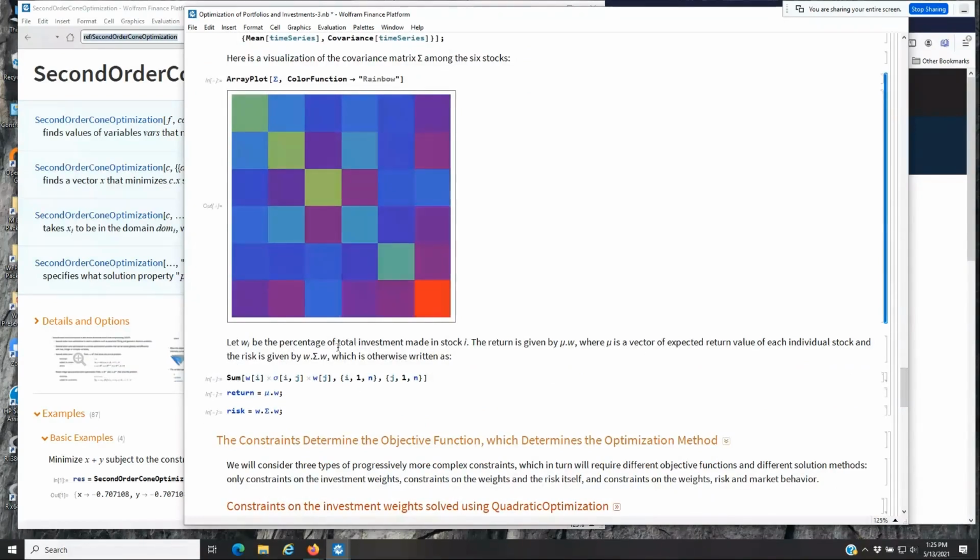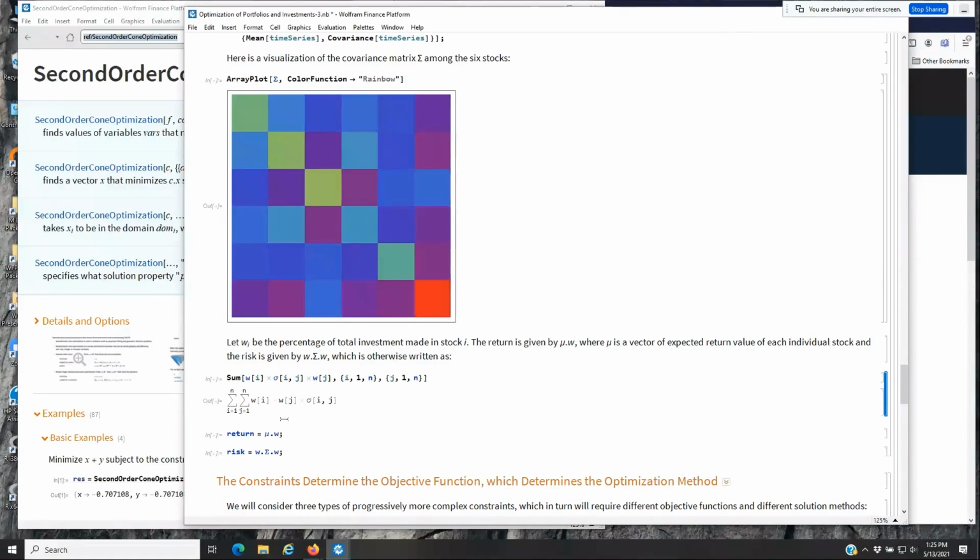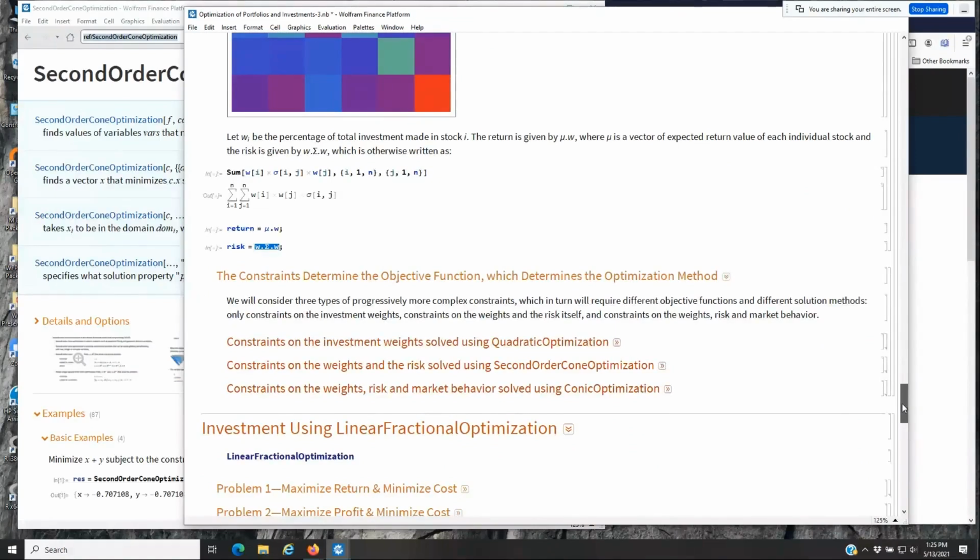So again, let Wi be the percentage of the total investment made in stock i. So the total return is mu dot w. And again, it's the same type of argument about the risk. The risk is a double inner product of your weights with the covariance, and this is the same as this double sum. So our return, which is what we want to maximize, and the risk, the double inner product, which is what we want to minimize.